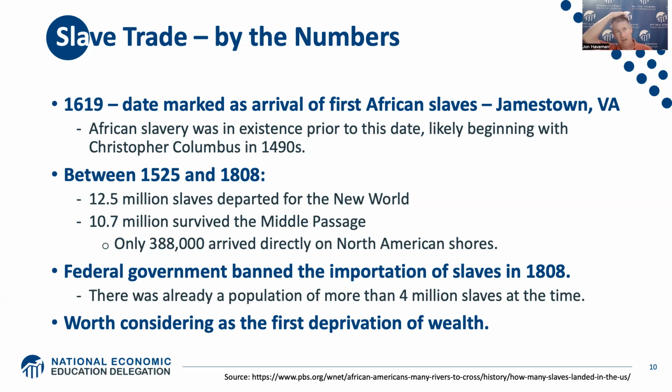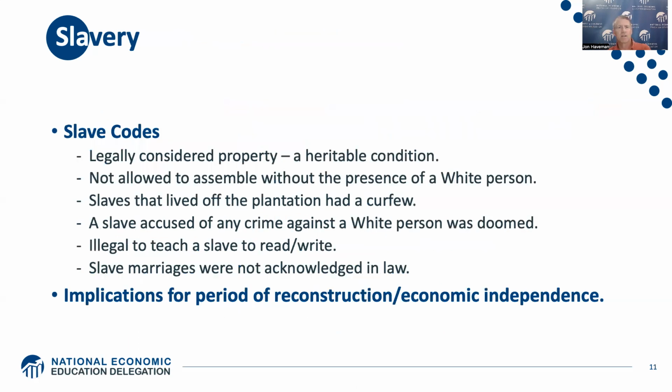And this, as I mentioned, the slave trade, was a significant deprivation of wealth for Africans. Moving on to slavery, there were the slave codes. Slaves were legally considered to be property, and their offspring were also considered to be property.